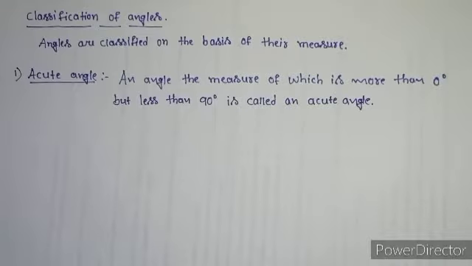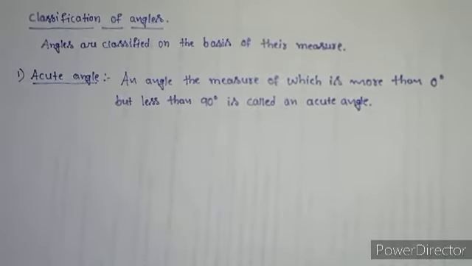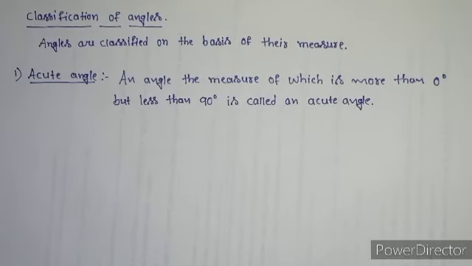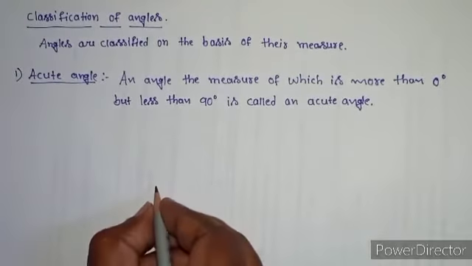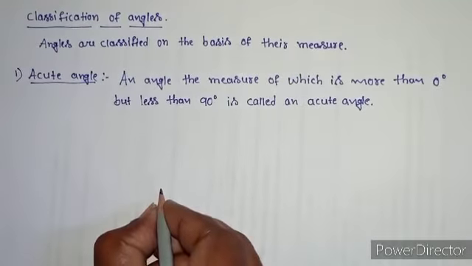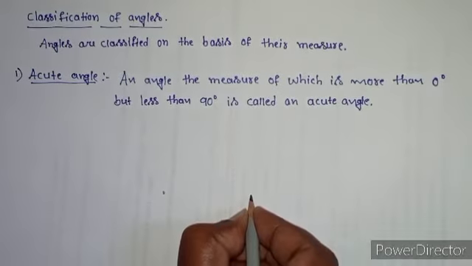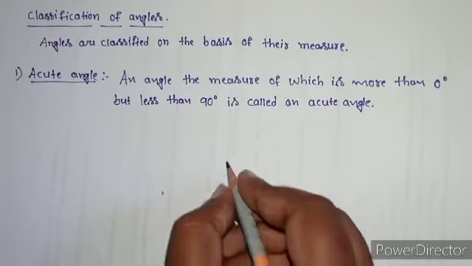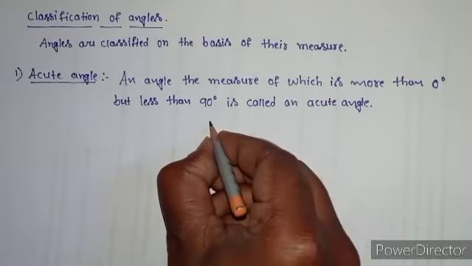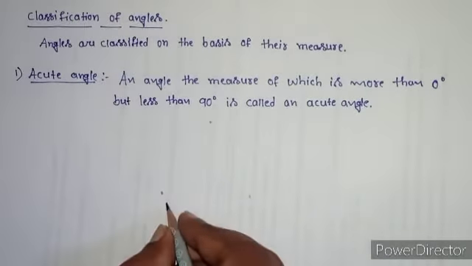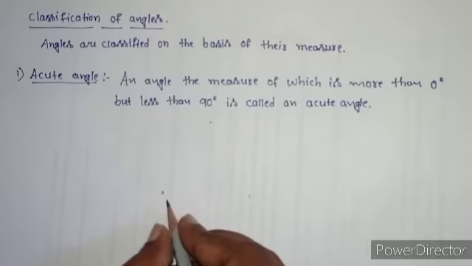An acute angle is an angle whose measure is more than 0 degree but less than 90 degree. For example, all of you see here. I am going to draw an angle. Here this is one point, here another point, and next here one point. I am going to give names to these points.